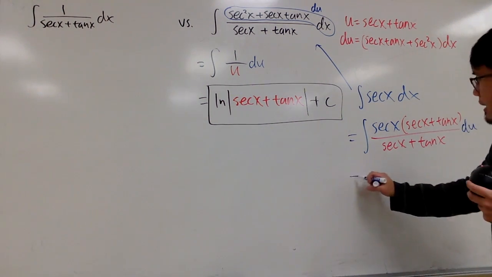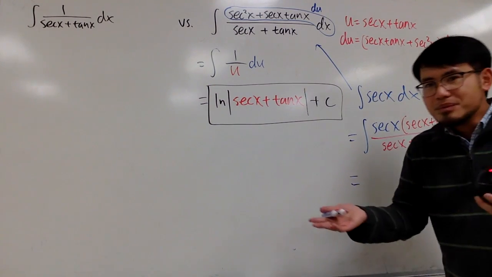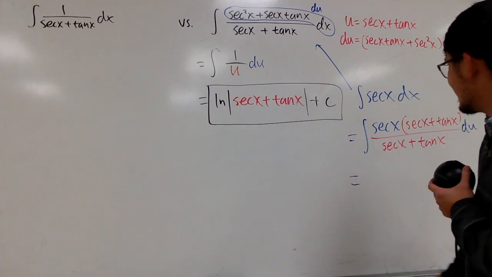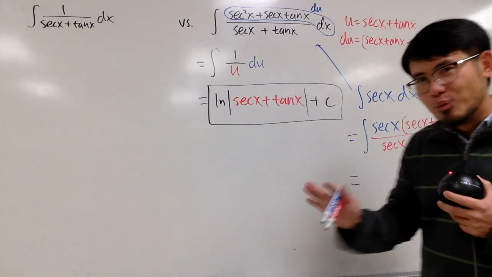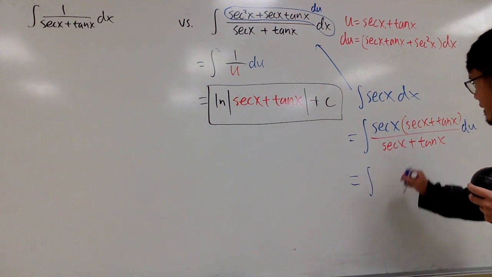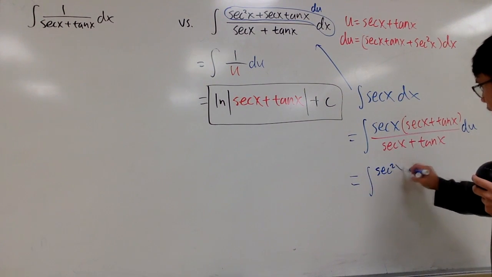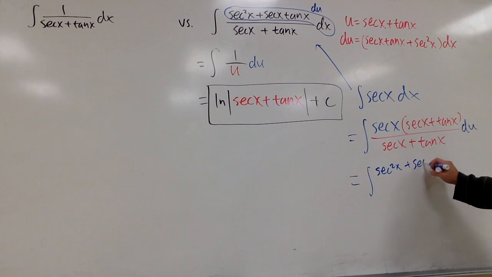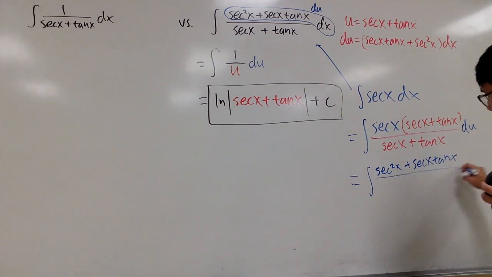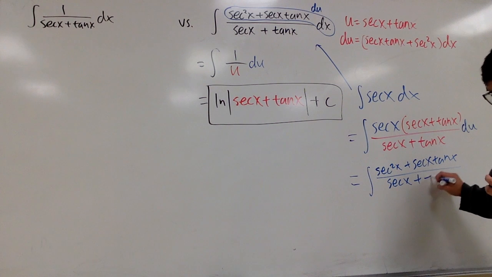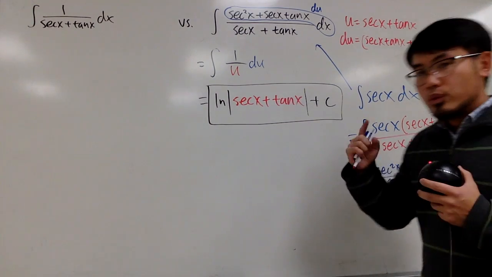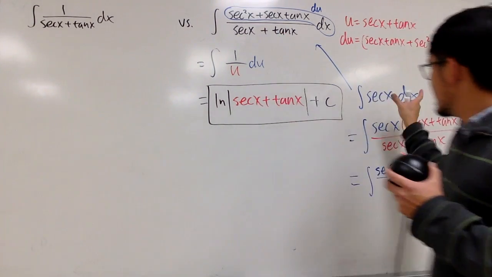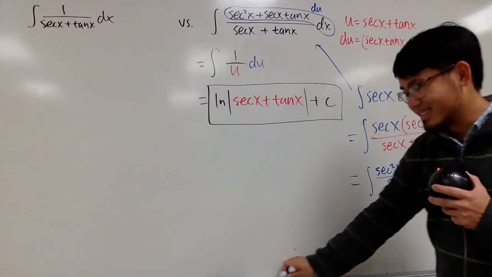And as you can see, if you want to integrate secant x, you don't have too many things to work with. When you multiply this right here, it's just about right. No more, no less. And you end up with the integral of secant square x plus this times that, which is secant x tangent x, all over this denominator, and this should be a dx. This is actually the standard way to integrate secant x, and this right here is a standard result, right?